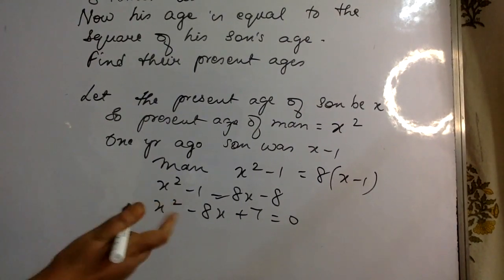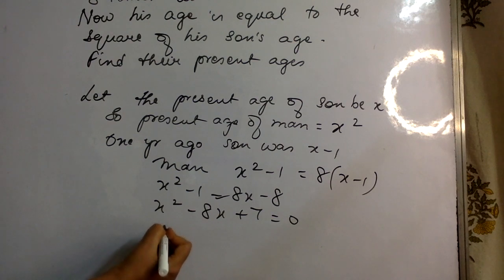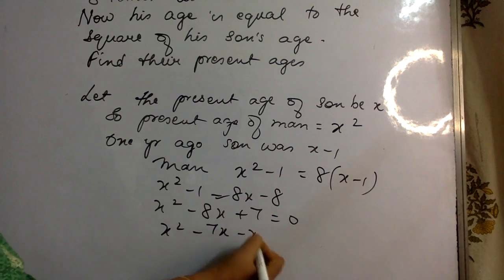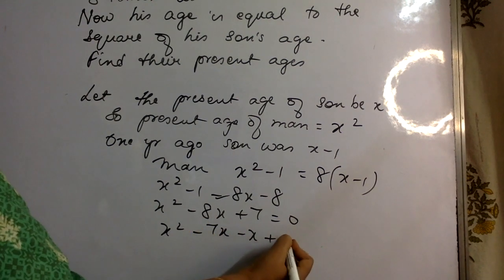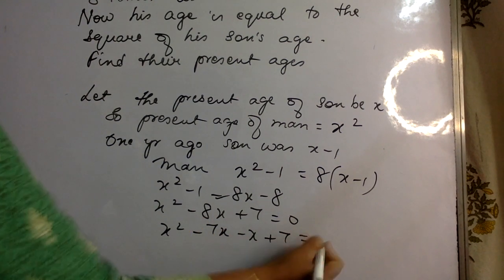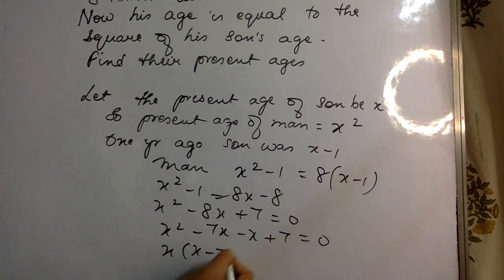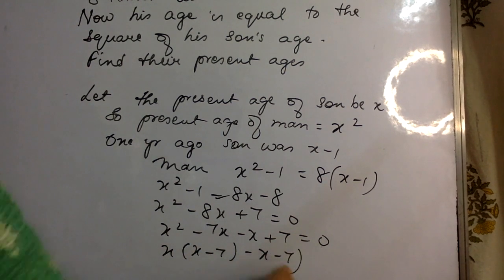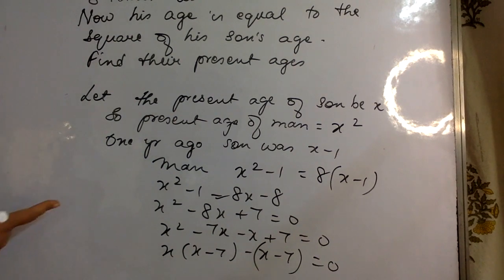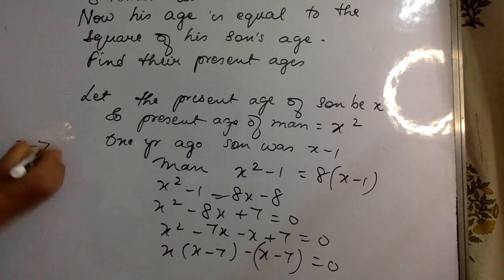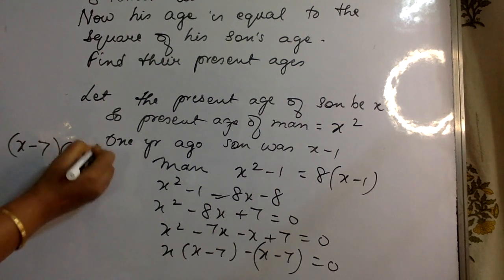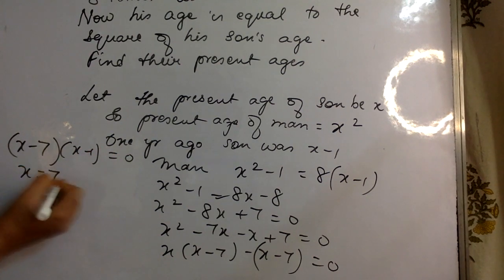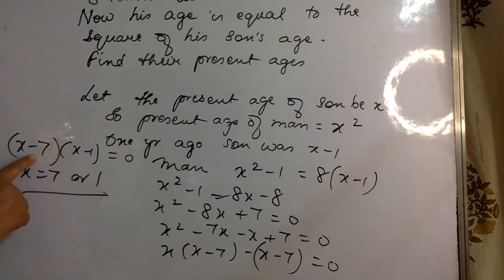So how do we solve it? x square minus 7x minus x, that gives me minus 8x plus 7 is equal to 0. So (x minus 7)(x minus 1) is equal to 0. Therefore x is either equal to 7 or equal to 1. If we equate these to 0, x is either 7 or 1.